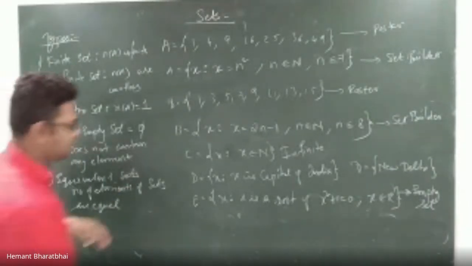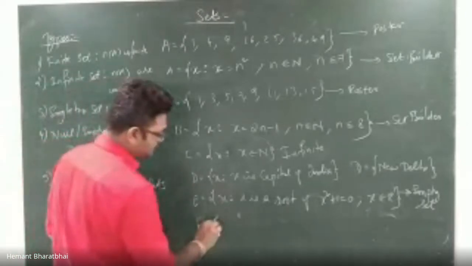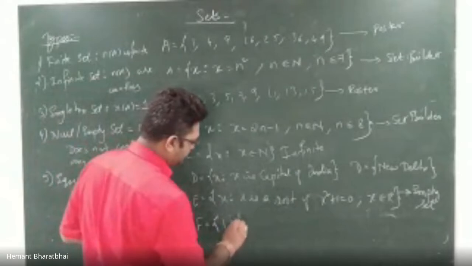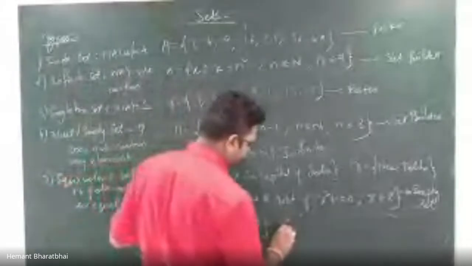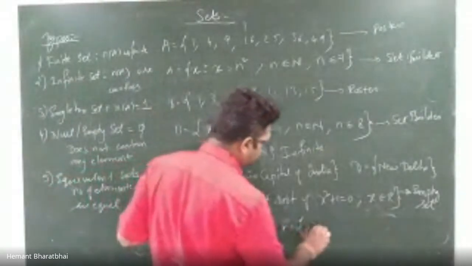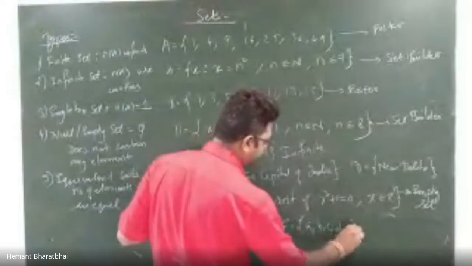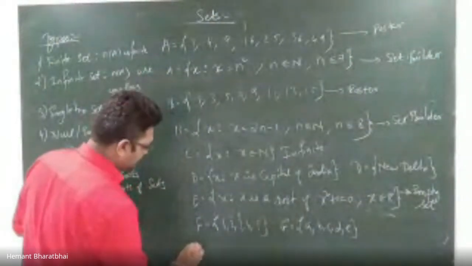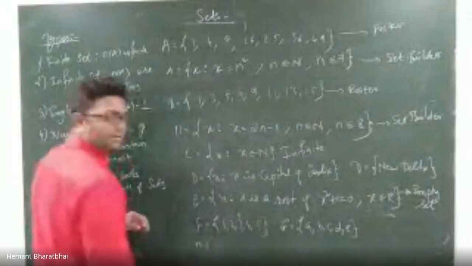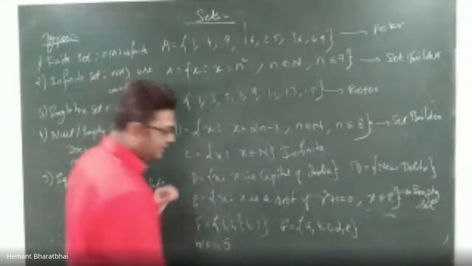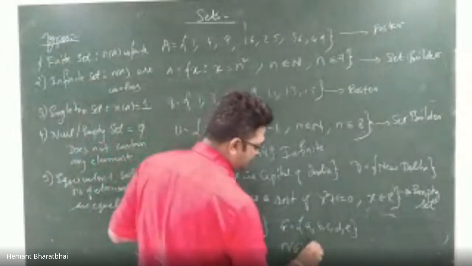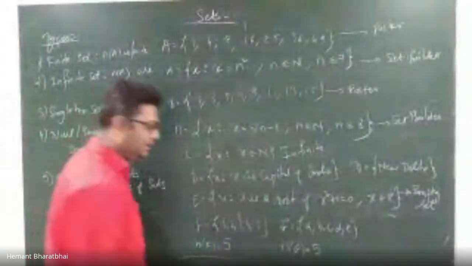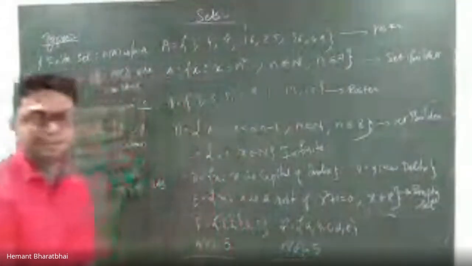Okay, let us see an example. There is a set F having numbers 1, 2, 3, 4, and 5. There is a set G having A, B, C, D, and E. Now, what are the number of elements in set F? So, number of elements in set F is 5. What are number of elements in set G? 1, 2, 3, 4, and 5. Here also the number of elements are 5. So, number of elements in set F is equal to number of elements in set G.